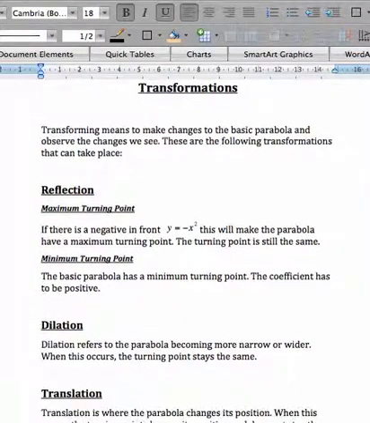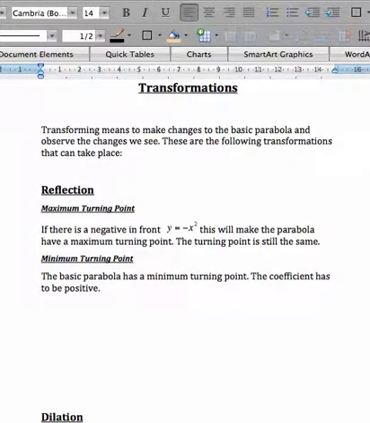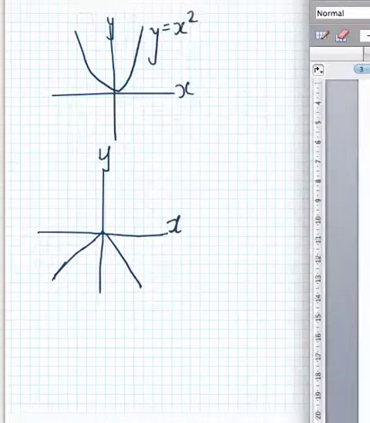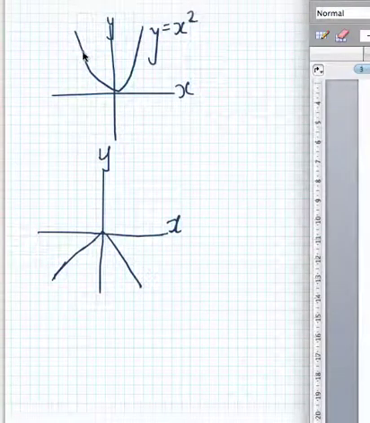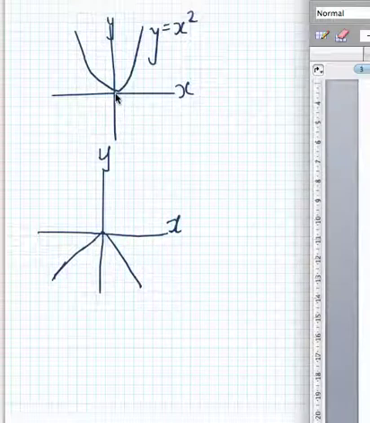Oops, sorry, I'll just move that. So with reflection, there are two types of turning points we can have. We can have a maximum turning point, or we can have a minimum turning point. The minimum turning point is what our basic parabola has. We can see how this parabola is going down. And to understand how this works, look at the y values. We're up here and we start going down. The y values are decreasing, getting smaller and smaller. Here it's 0, and then it goes back up. So the minimum turning point is this one here.